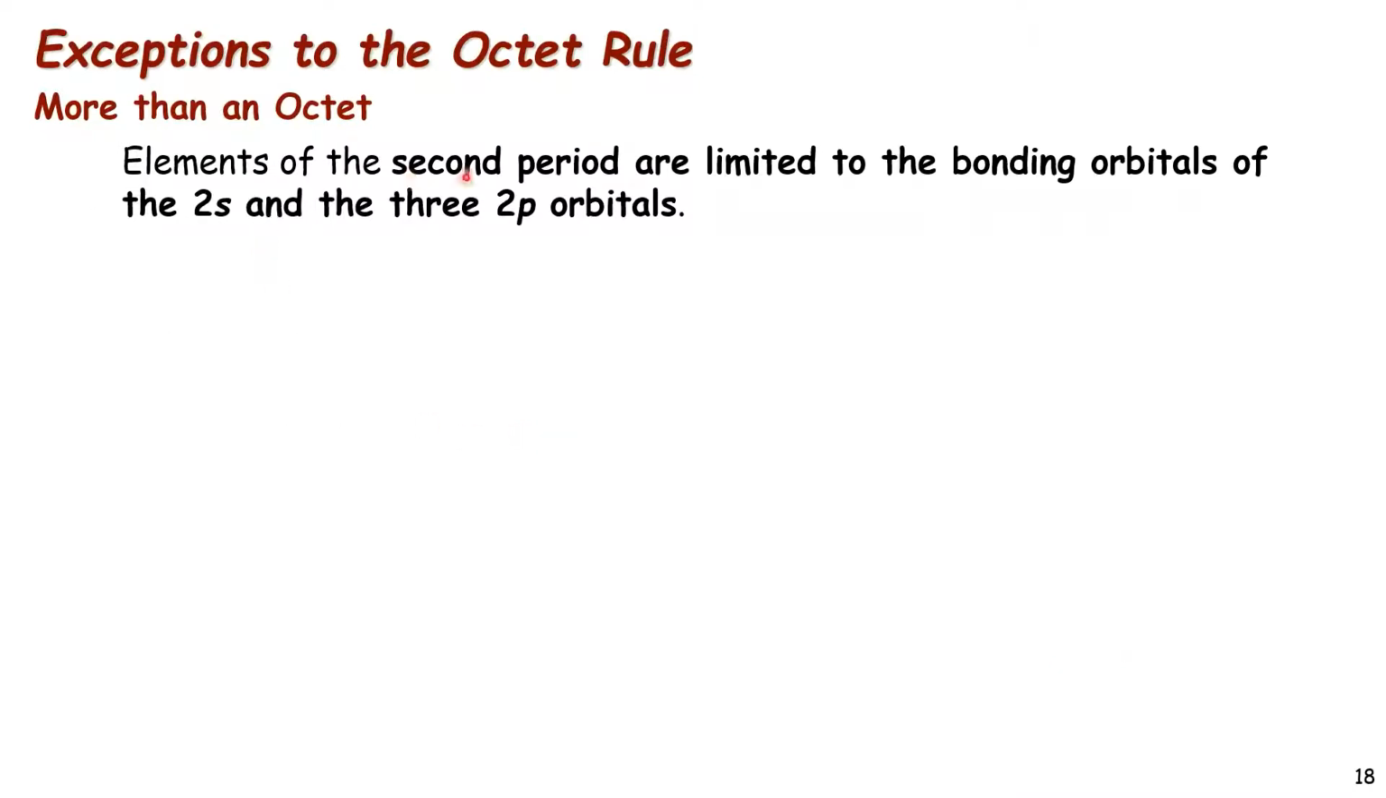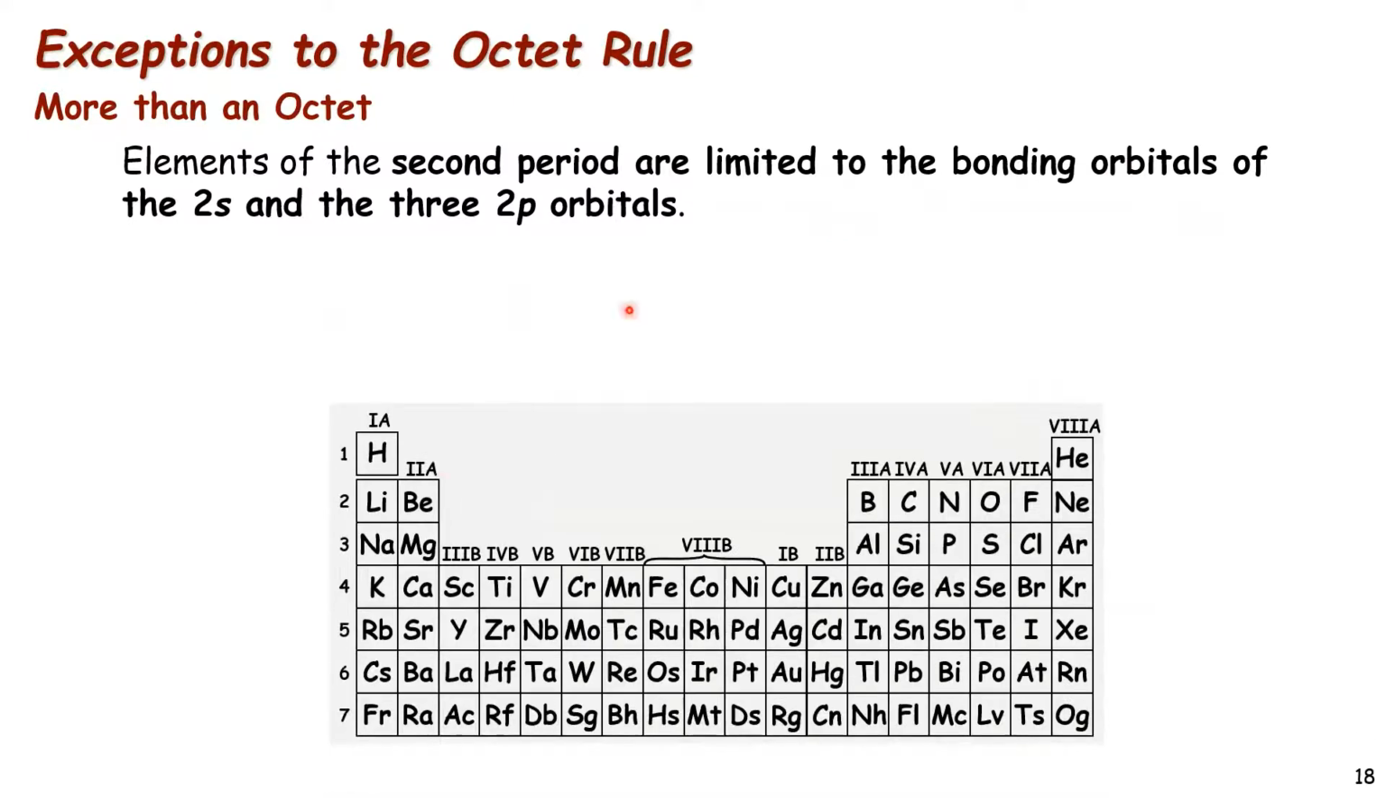Okay, so now elements of the second period are limited to bonding orbitals of the 2s and the 3 2p orbitals, right? So period 2, that's n equals 2. That means the allowed L values are going to go from 0 up to n minus 1. So that's L equals 0, L equals 1. So that's the s and the p orbitals. We know that the s subshell has a single orbital and the p subshell has 3 orbitals. So that's a total of 4 orbitals.